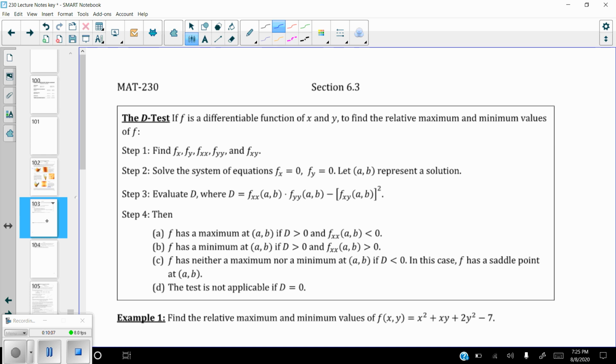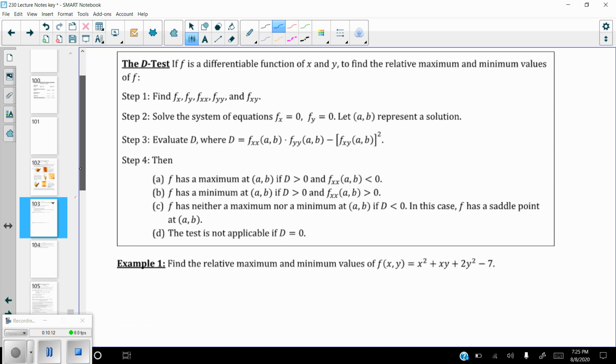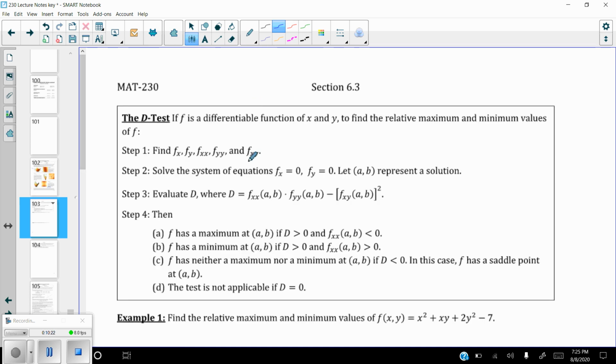In order to find whether something has a relative max or min, you follow these steps. You're going to find the first partials. You're going to find all three of the second partials. Notice I said all three because, if you remember what I said in the last section, fxy and fyx are the same. So you don't really need to find it twice. It's going to be exactly the same thing.